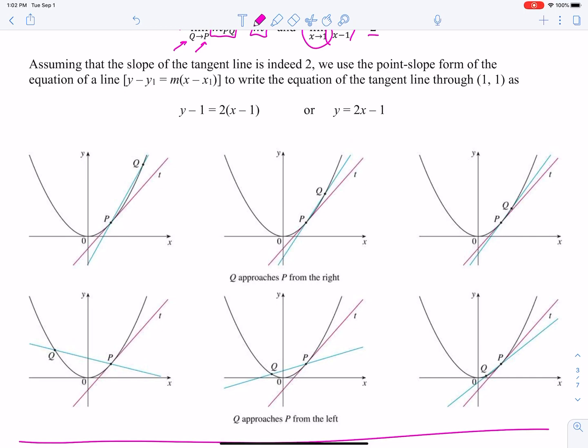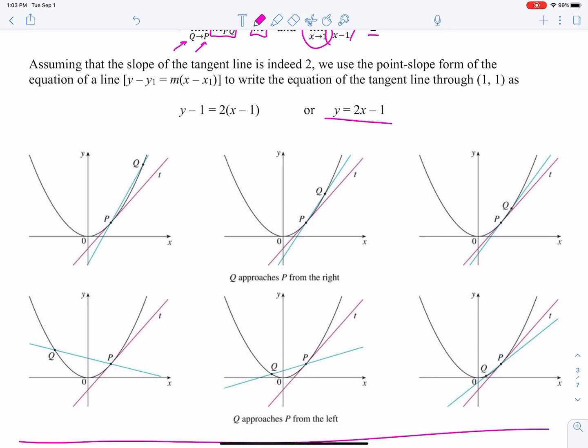Assuming that the slope of the tangent line is indeed 2, we use the point slope form of the line, the equation of the line, plug everything in, we get our equation for our tangent line, and that'll be 2x minus 1.